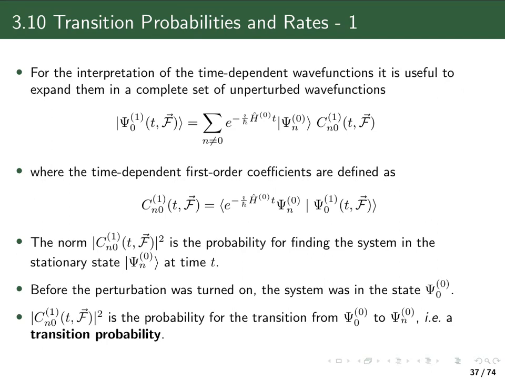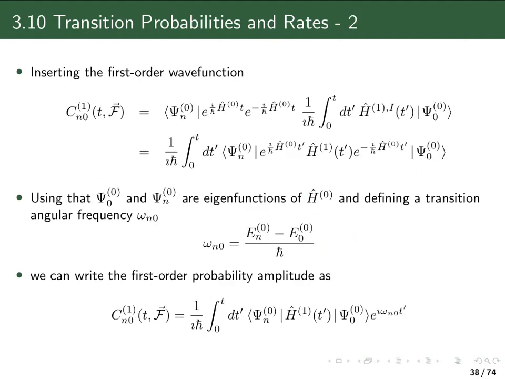Now in the rest of this lecture we will derive an expression for these transition probabilities and try to understand what it is. So let's insert the expression for the first order correction to the time-dependent wave function, which we had derived in the last lecture, into our expression for the coefficients. That's what I have done here. Here I have my basis function, and that is my first order correction to the wave function.